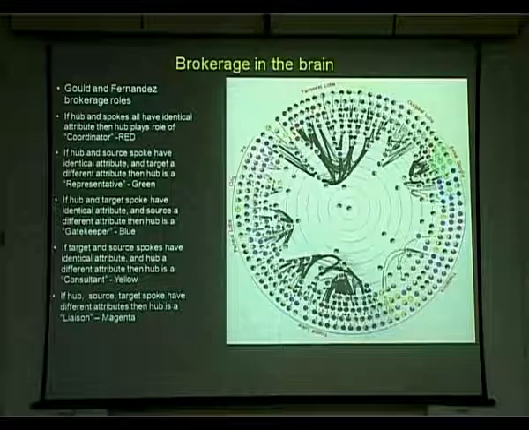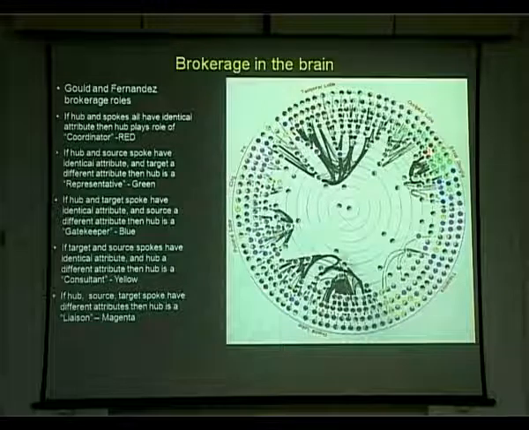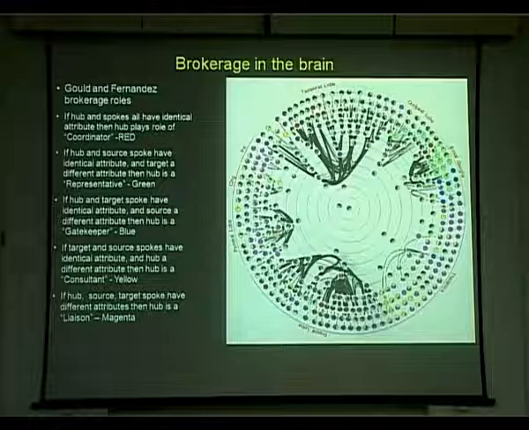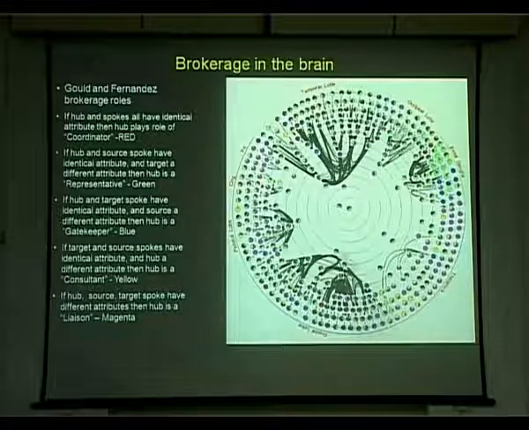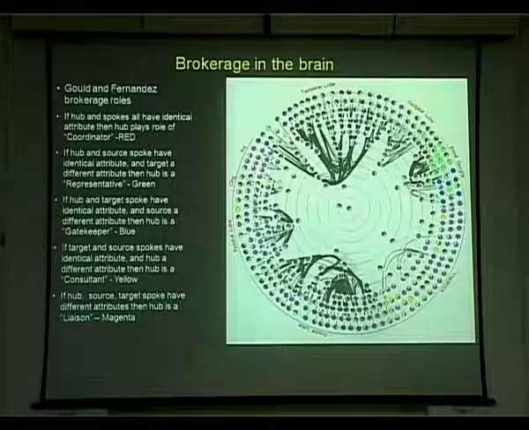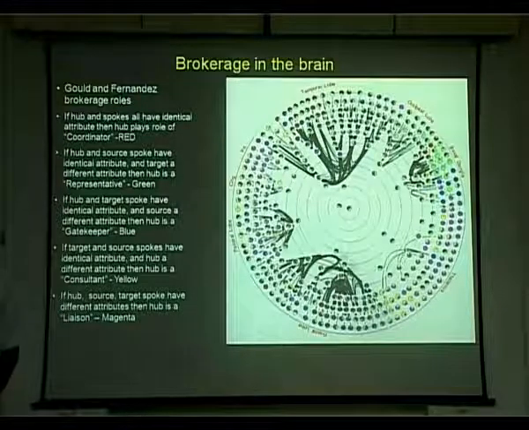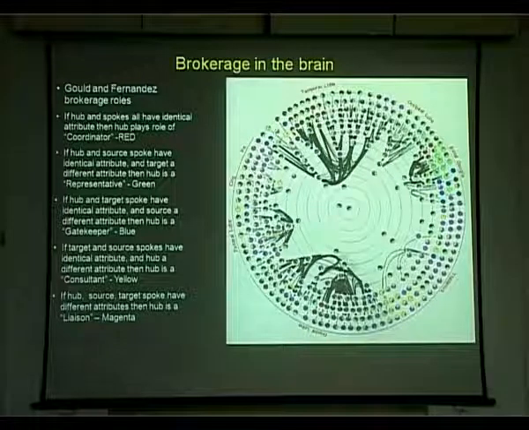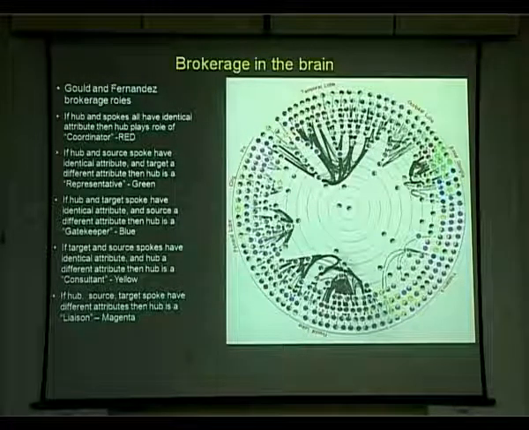We are still to analyze it, but we see that the occipital lobe seems to be very balanced in the kind of structural roles that it plays, while the frontal lobe is a lot more coordinating. This is something that we are digging deeper into and working on. So this concludes what I want to say about the network theoretical work that we are doing.